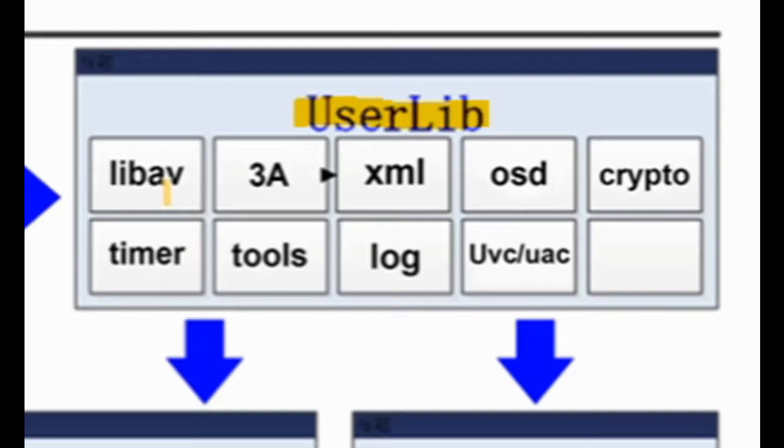Some important libraries to mention are Genin's audio library. It includes PCM, G711, G723, AAC, and so on. Video library, including Motion JPEG, H.264, H.265.